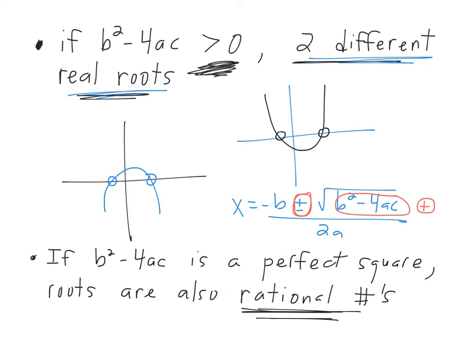This b squared minus 4ac again is underneath the radical. So if this number underneath the radical, if this piece right here is a perfect square, you're square rooting it, which is going to give you a nice clean integer or a nice clean fraction. But the bottom line is you're going to end up with rational numbers in the end when you do your quadratic formula. So if it's a perfect square, you're going to get rational numbers.